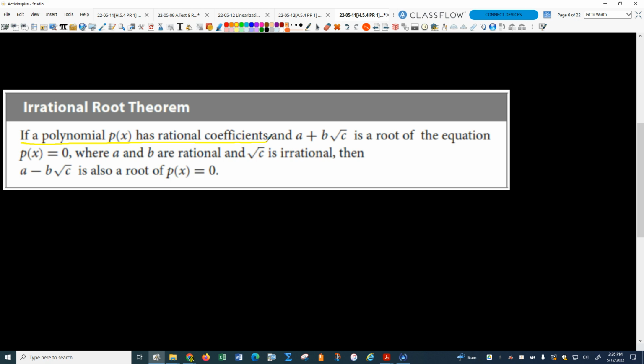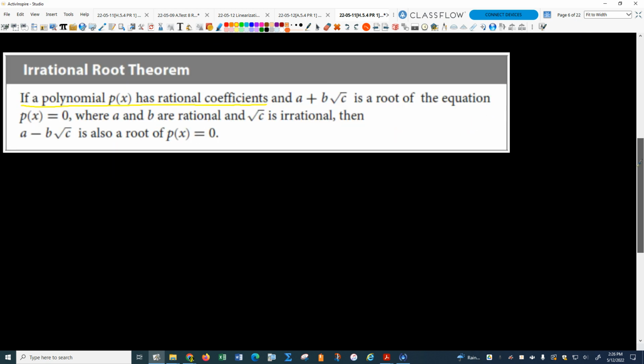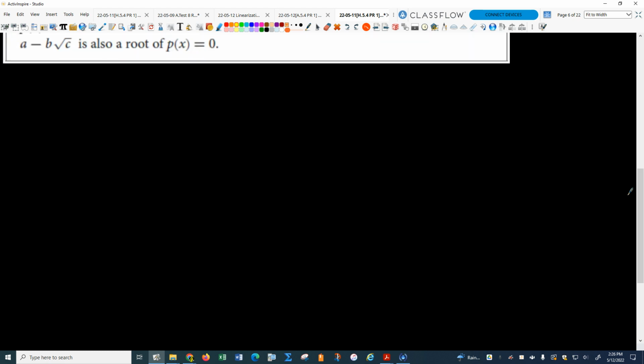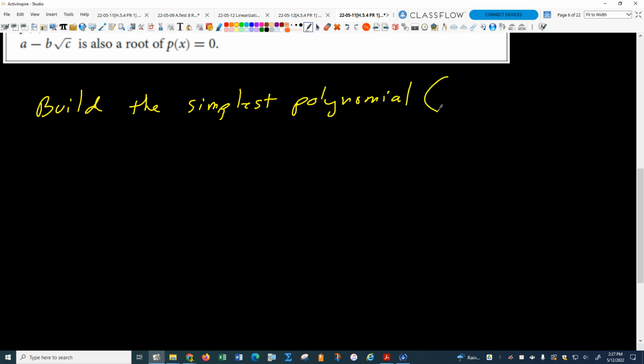Why is that useful? You might be wondering, that seems kind of arcane a little bit. Here's why that's useful, just a little peek ahead. What if I told you I wanted you to do something like build the simplest polynomial? So we're implying that we're going to have rational coefficients.